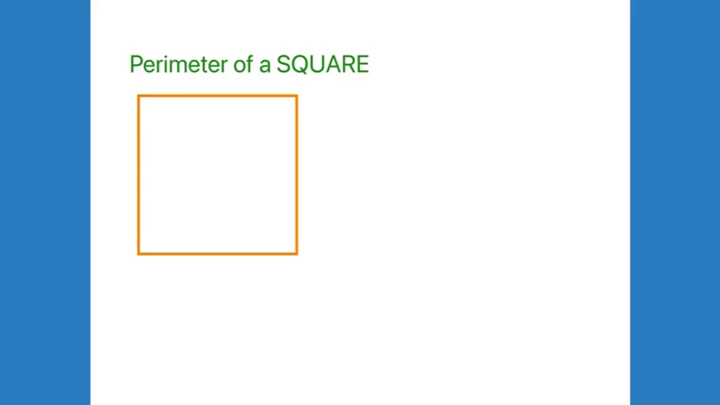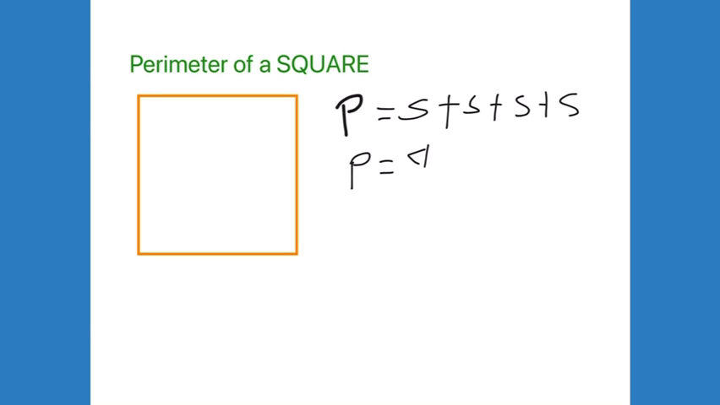Perimeter of a square. A square is a quadrilateral whose all sides are equal. Thus, P is equal to S plus S plus S plus S, or P is equal to 4S, where P stands for the perimeter of the square and S for the side.